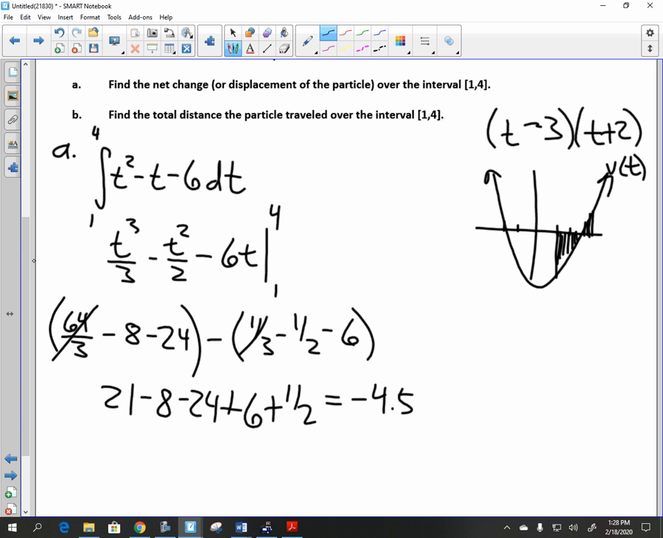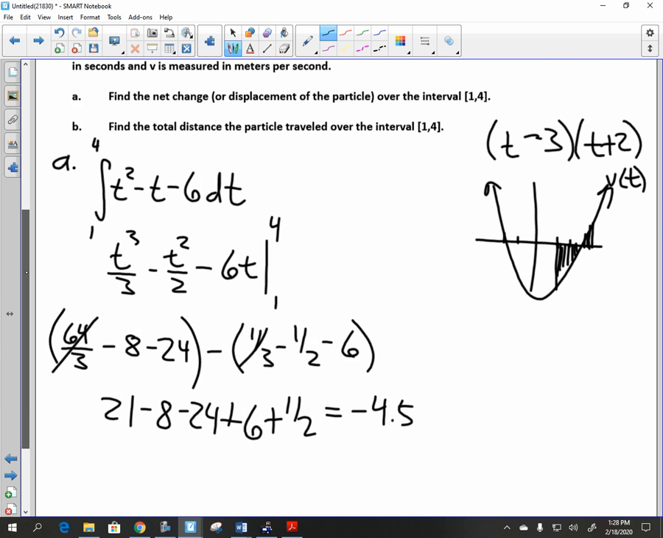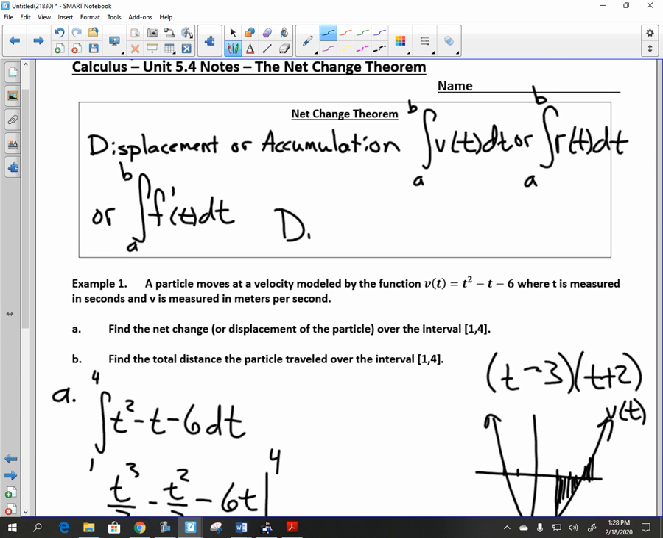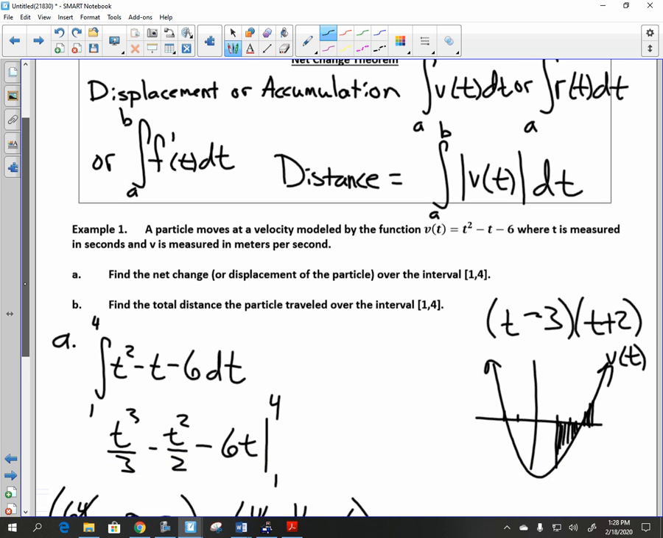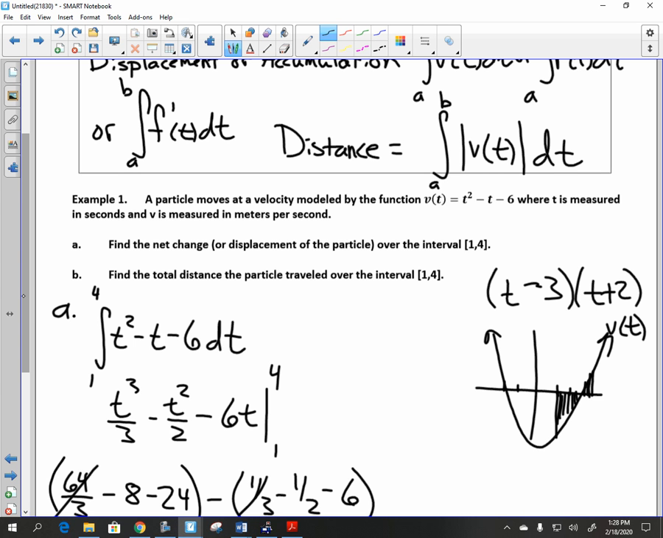So we were right to consider that it looks like the object traveled more to the left than it did to the right, correct? However, if we want to find the total distance traveled, that's slightly different. Distance is equal to the integral from a to b of the absolute value of velocity. So you take the negative area and make it positive, and you simply add it to that positive area. That's all we have to do.